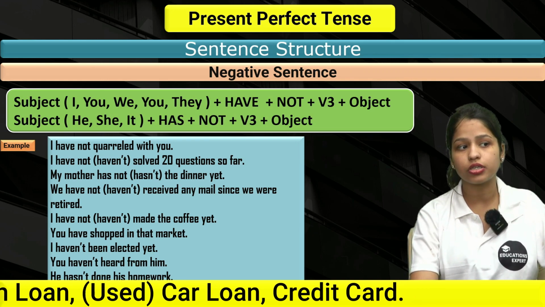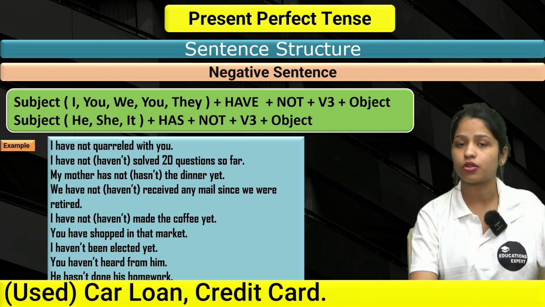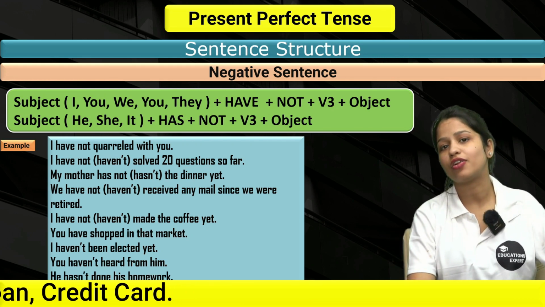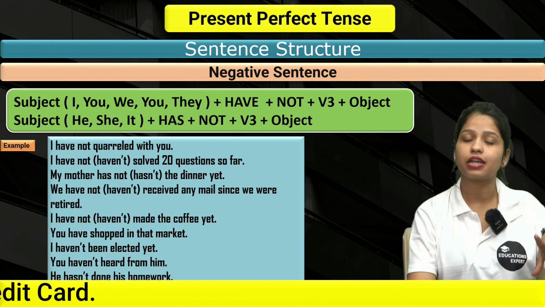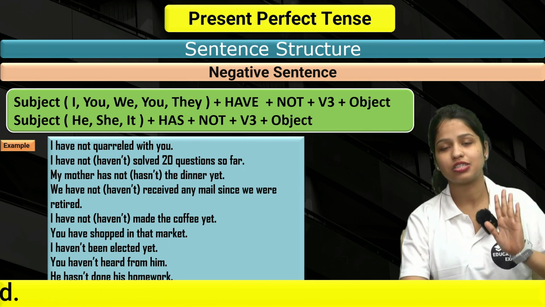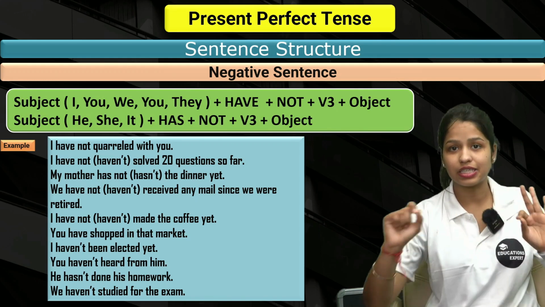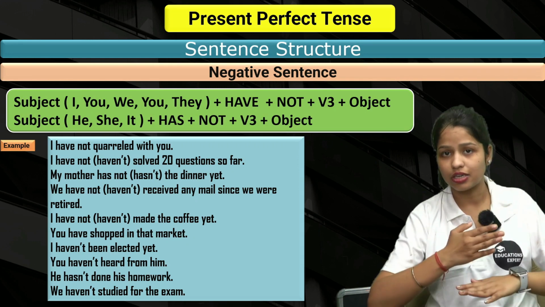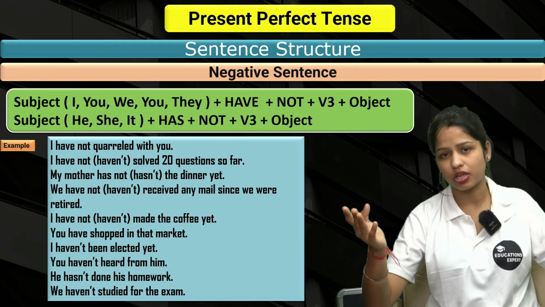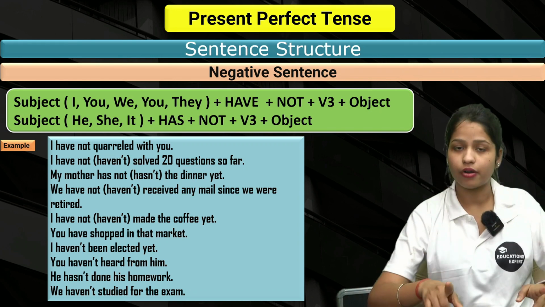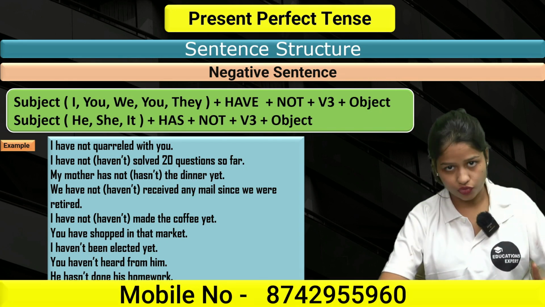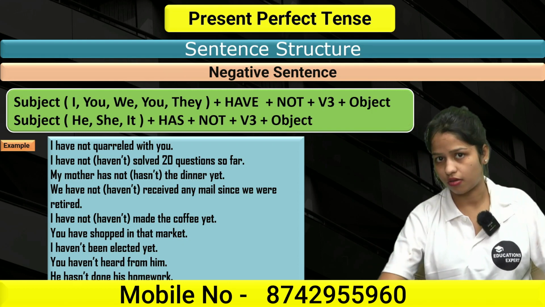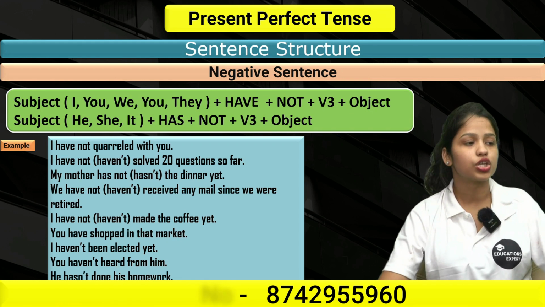I have not solved 20 questions so far. I haven't solved the 20 questions so far. Let me repeat myself again. I have repeated myself a lot of times by telling you that you cannot use contraction forms while writing, especially if you're writing in any formal manner. If you're writing any mail or letter, especially if it comes to formal writing, then you cannot use contraction forms. You can use contraction forms in informal writing, or especially if you're speaking, right? You have to keep it in mind. Clear? Chaliye, let's move forward.